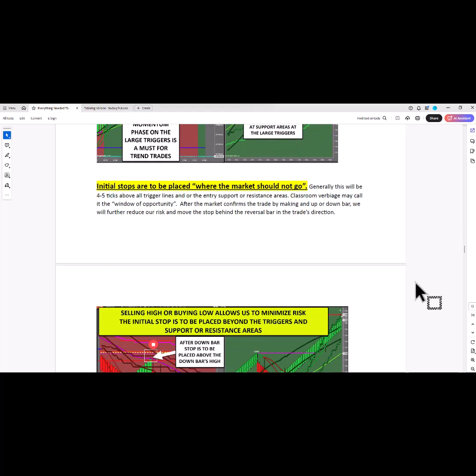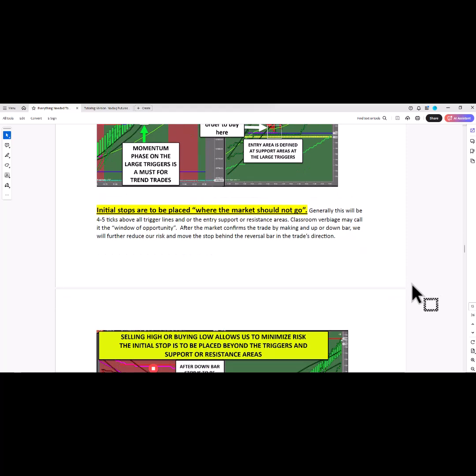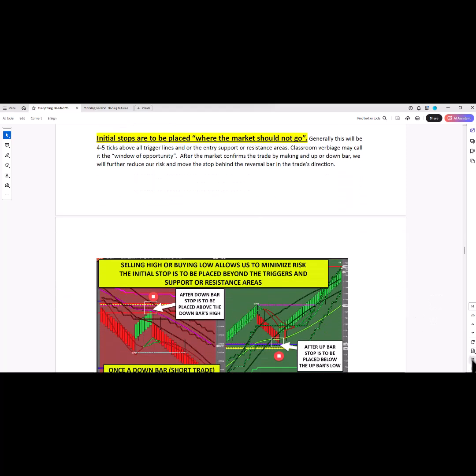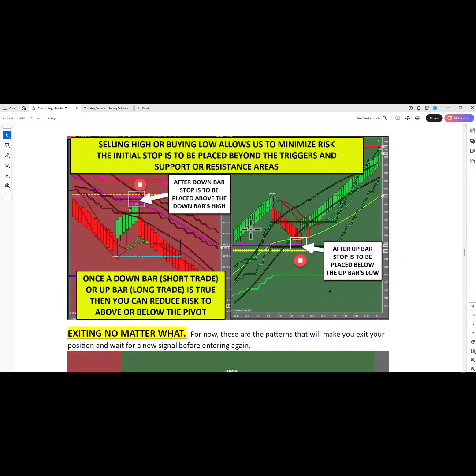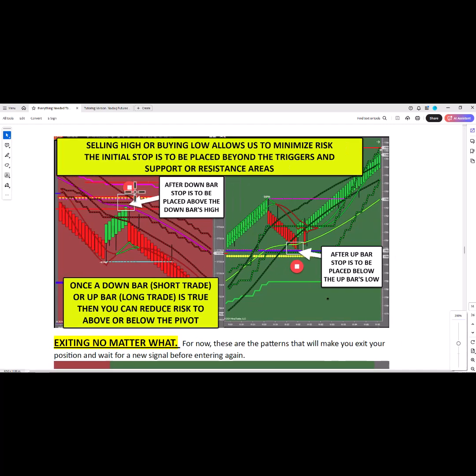Anyway, short version is let's talk about stop logic. I've said this a million times over 25 years. The initial stop is to be placed where the market should not go. And a lot of this has to do with chart reading, right? You have to be able to look at your chart and go, the market shouldn't go here because why? It's above triggers, it's above areas. So again, when we start off buying or selling, buying I guess is the case in these two pictures, your stop is going to be above all of the triggers and above probably the one-to-ones.